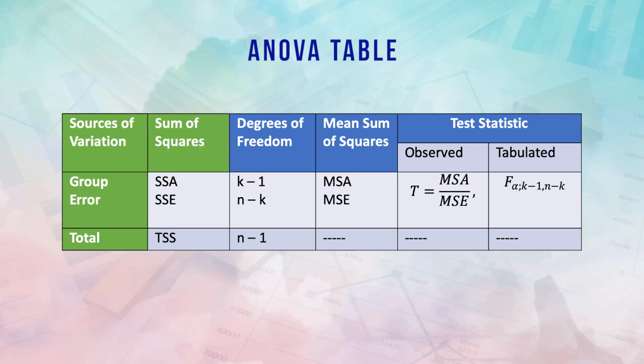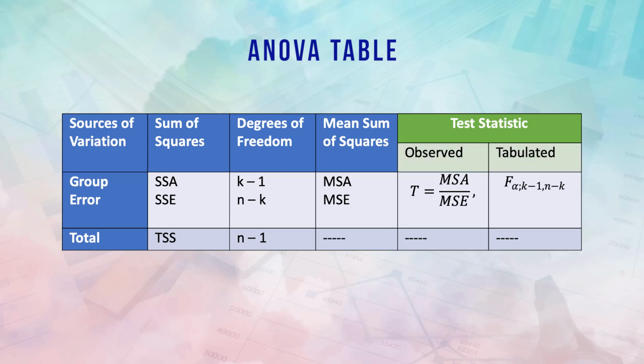So the group sum of squares is SSA, the error sum of squares is SSE, and the total sum of squares is TSS, as we have seen earlier also. In the next column, we have put down the degrees of freedom, and then the mean sum of squares. Obviously, there is nothing in the total row because there is no concept called mean total sum of squares. And then we have the test statistic.